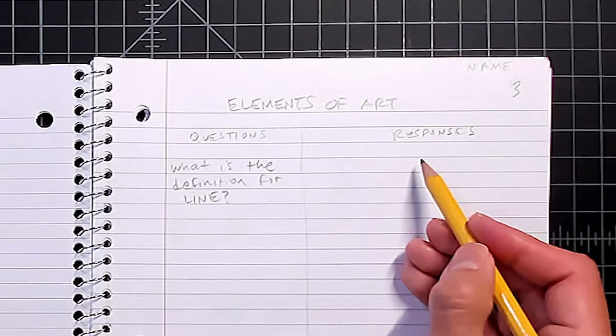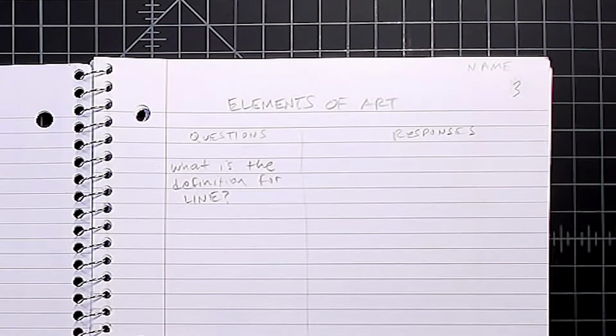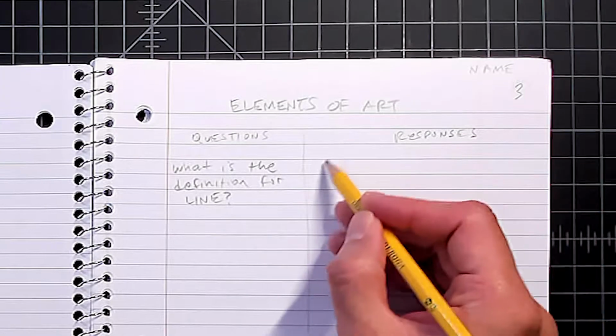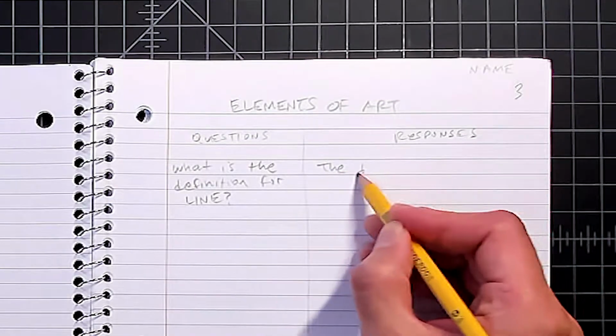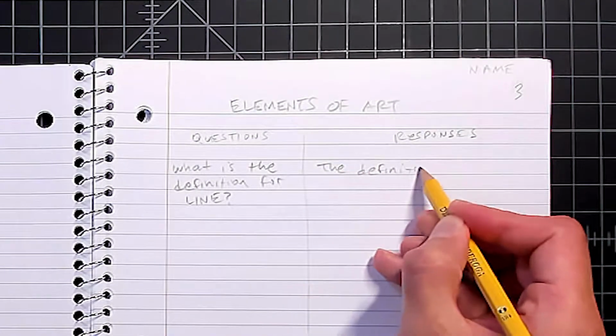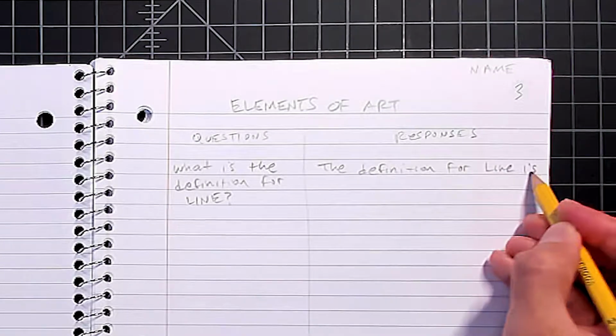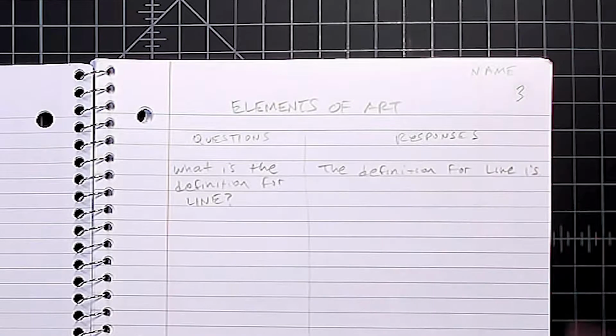And then on the right hand side, I will usually give you the definition, or I'll give you a word prompt, so you would fill in the blank. So we might start out the sentence with the definition for line is, and then you would fill out the blank. So that's how we could start our responses on the right hand side. So we could put the definition for line is, and then I would give you the definition and you would fill that in there.